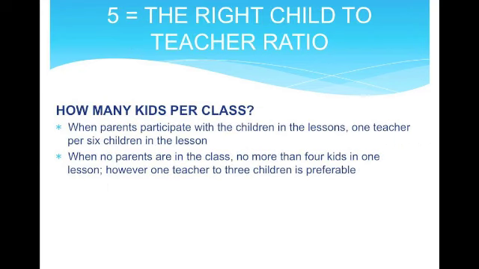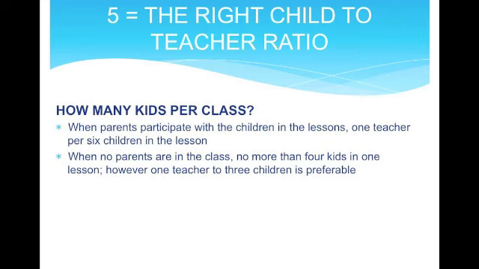And finally, the right child to teacher ratio. So this is our fifth and final golden rule. And it is really, well, we debate it still amongst ourselves as swimming teachers. But what I've found is that when parents are in the lessons, you've got a bit more room to move. And I find that one teacher to 6 child-parent duos is the maximum. 5 is probably more preferable, but 6 is the maximum.